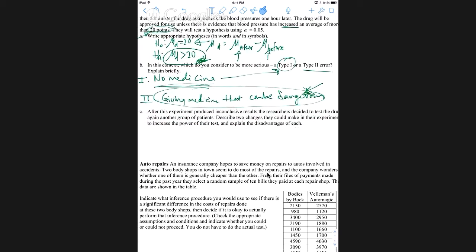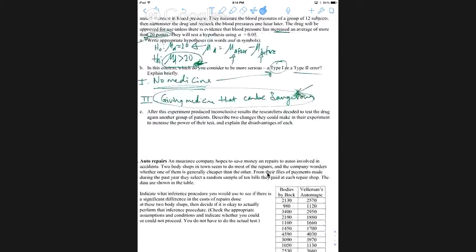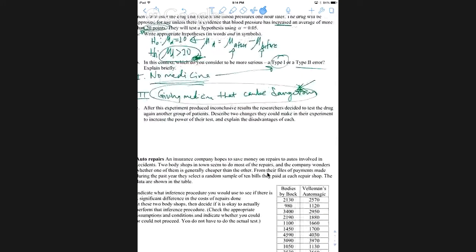After this experiment produced inconclusive results, the researchers decided to test the drug again with another group of patients. Describe 2 changes they can make in their experiment to increase the power of the test. So how do we increase power? We increase power by increasing the alpha level, right? So we could increase the alpha level. We can also increase the sample size.